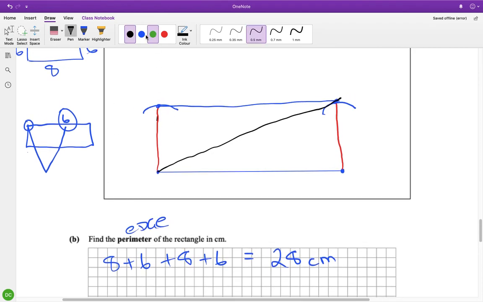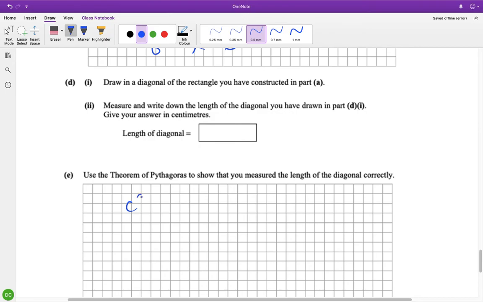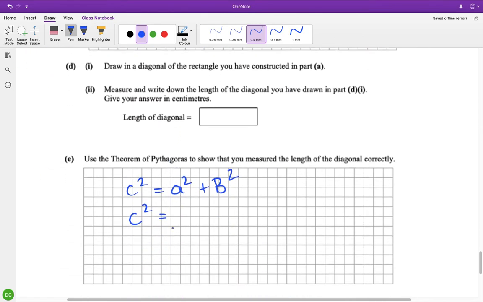Okay, so there's a right angle here, which means this is the hypotenuse. This here is your opposite, and then this here is your adjacent. So this is C, this is A, this is B. We know that this, because we drew it that way, is 8 centimeters, and we know that this bit here is 6 centimeters, and we're trying to figure out what this is. Okay, so Theorem of Pythagoras, page 22, C squared is A squared plus B squared. So C squared is, what did I say A was? 8. So it's 8 squared plus 6 squared.